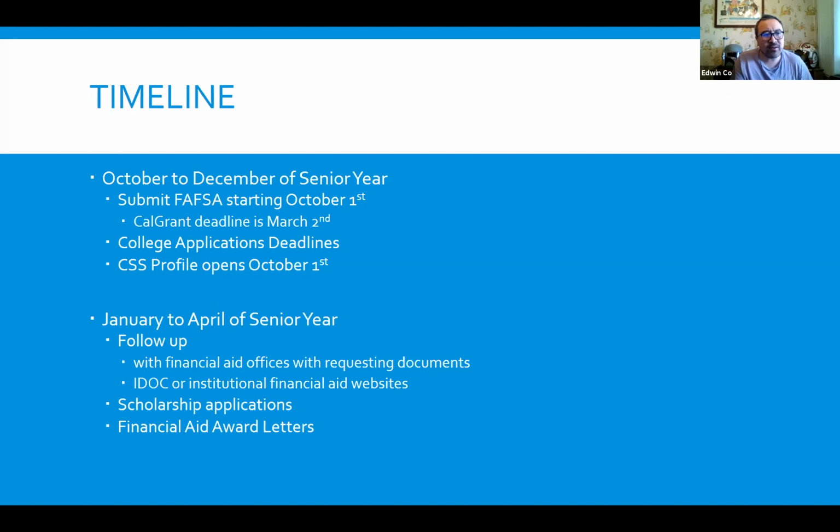Someone asked whether their parents have done their taxes yet. 2019 should have been done by now, unless they're doing an amendment or a revision, because it was due a couple months ago. Okay, if not, you can always do estimates for the FAFSA first, and then you can resubmit it again with official numbers once they're done.